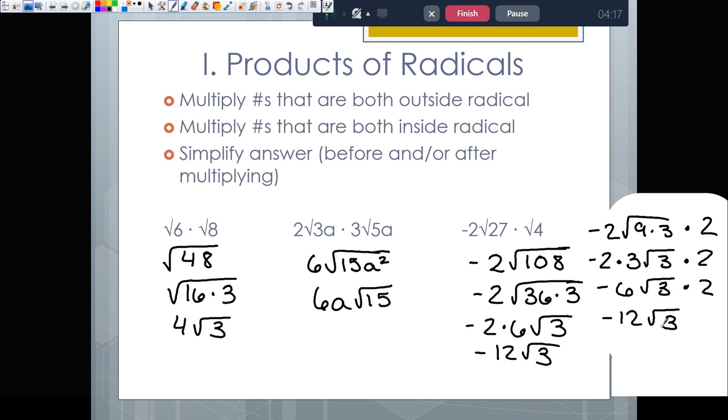Alright, so that's product rules. It's pretty simple. It's just exactly the same as what we did. We just multiply first and then simplify, or you can simplify first and then multiply.